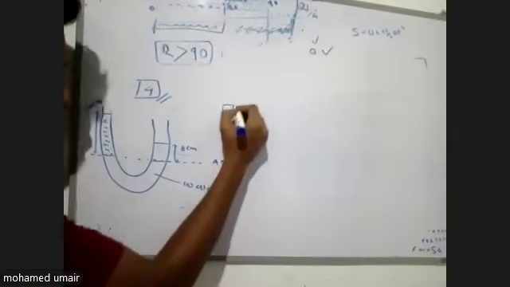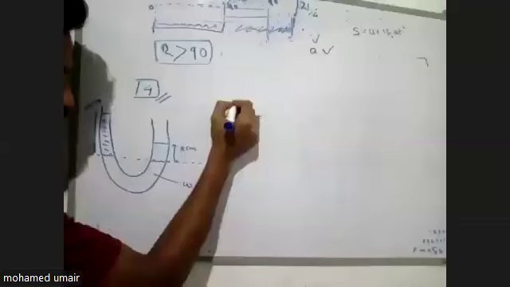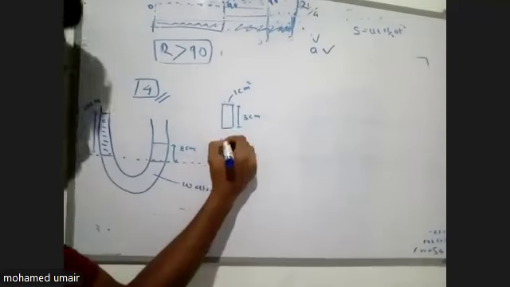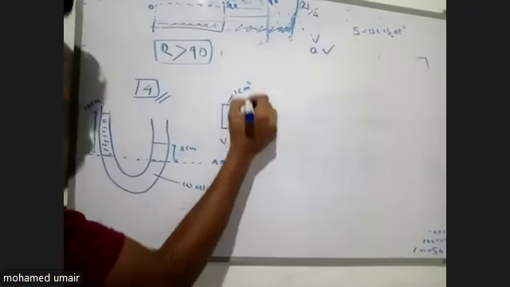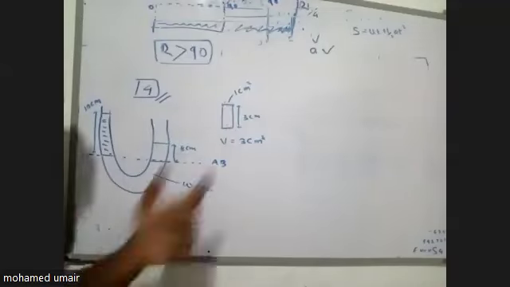So they have just given you that rod. Sorry, a 3 centimeter long rod, with a cross-sectional area, something like a cylindrical rod. The cross-sectional area is 1 centimeter square. So the volume will be 3 centimeter times 1 centimeter square, 3 centimeter cube.